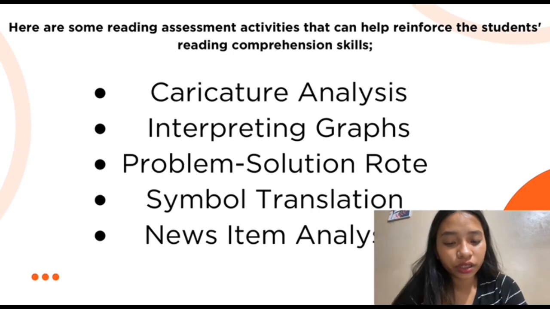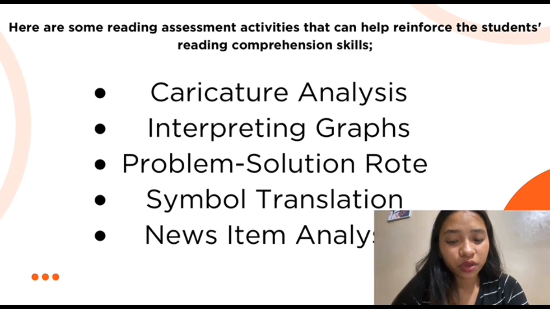In symbol translation, we present the flags of the different countries in the world. Students are given the freedom to choose the flag that attracts them or that signifies meaning to them. They are called individually to explain and to give interpretation to the symbols of the chosen flag.